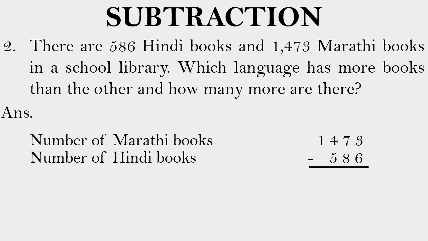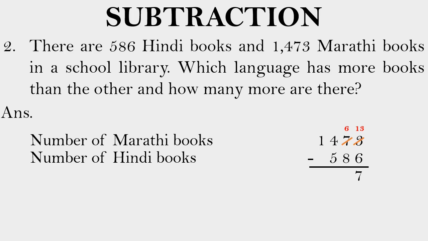Now I cannot take away 6 from 3, so I will have to borrow it from the tens place. 7 is now going to become 6, and I'll carry over 10 to the units place. 10 plus 3 is now 13. Now from 13 I can take away 6. Yes, 6 to 13 is 7.